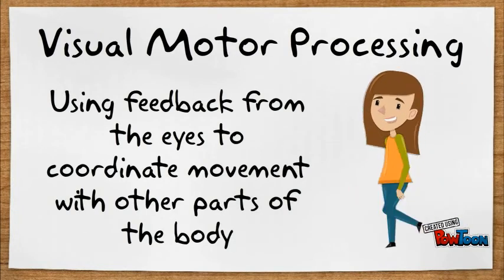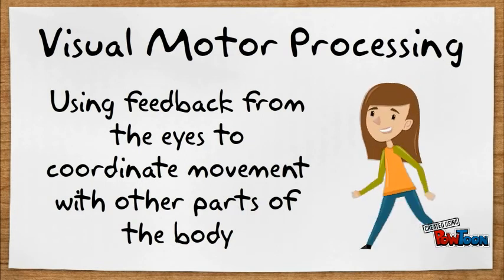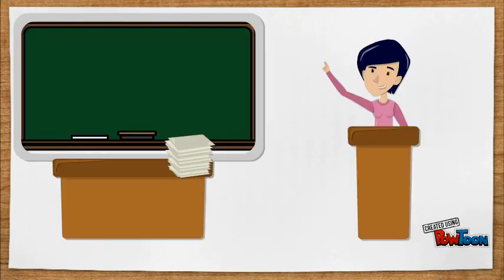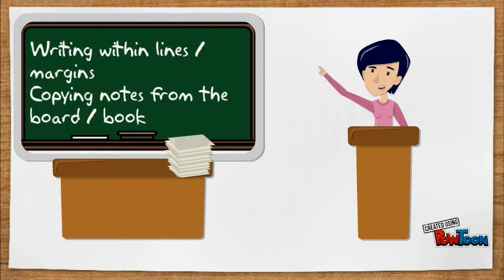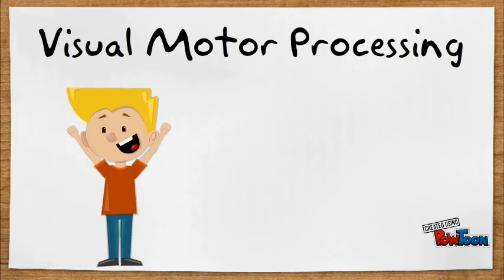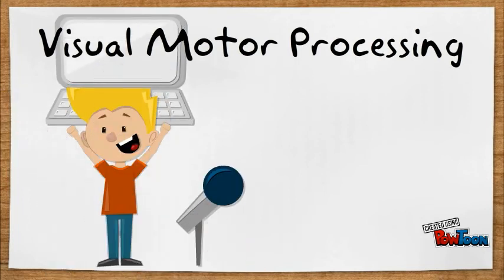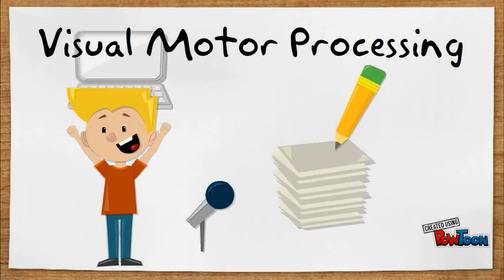Visual motor processing includes using feedback from the eyes to coordinate movement with other parts of the body. This may exhibit itself as difficulties writing within the lines or margins of a page, and difficulties copying notes from the board or from a book. Accommodations in the classroom that are helpful include allowing computer use or a tape recorder for lectures.